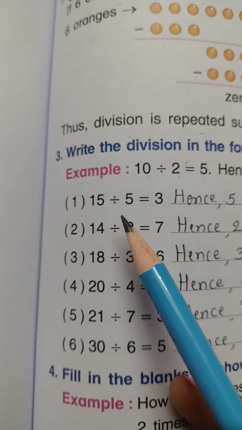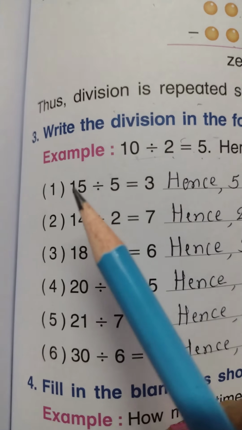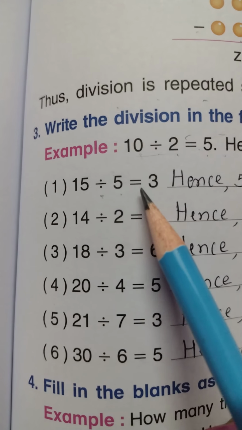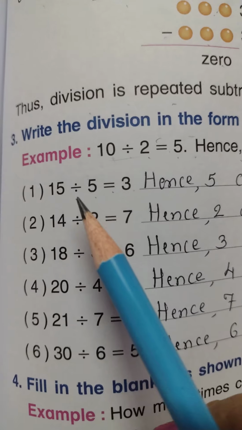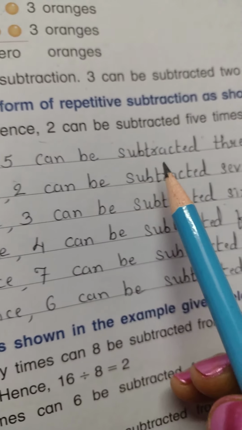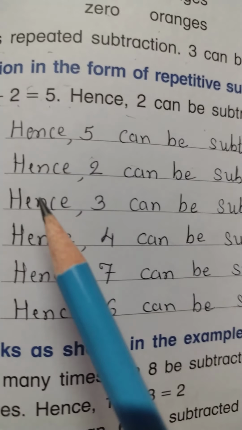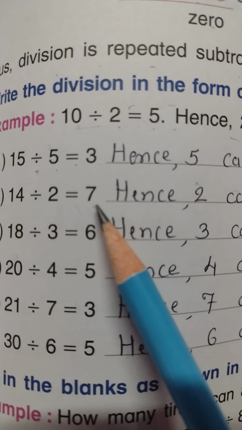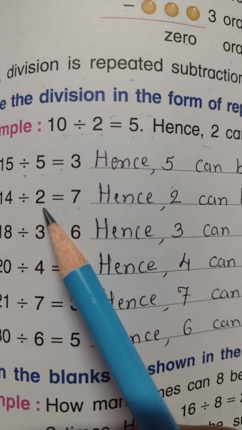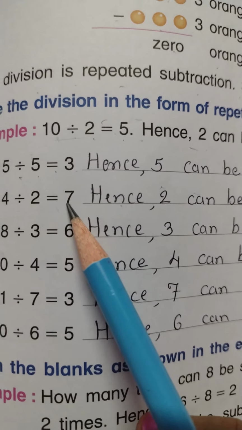So students, here we have to write according to our example. 15 divided by 5 is equal to 3. So how will we write? Hence, 5 can be subtracted 3 times from 15. 14 divided by 2 is equal to 7. Hence, 2 can be subtracted 7 times from 14.